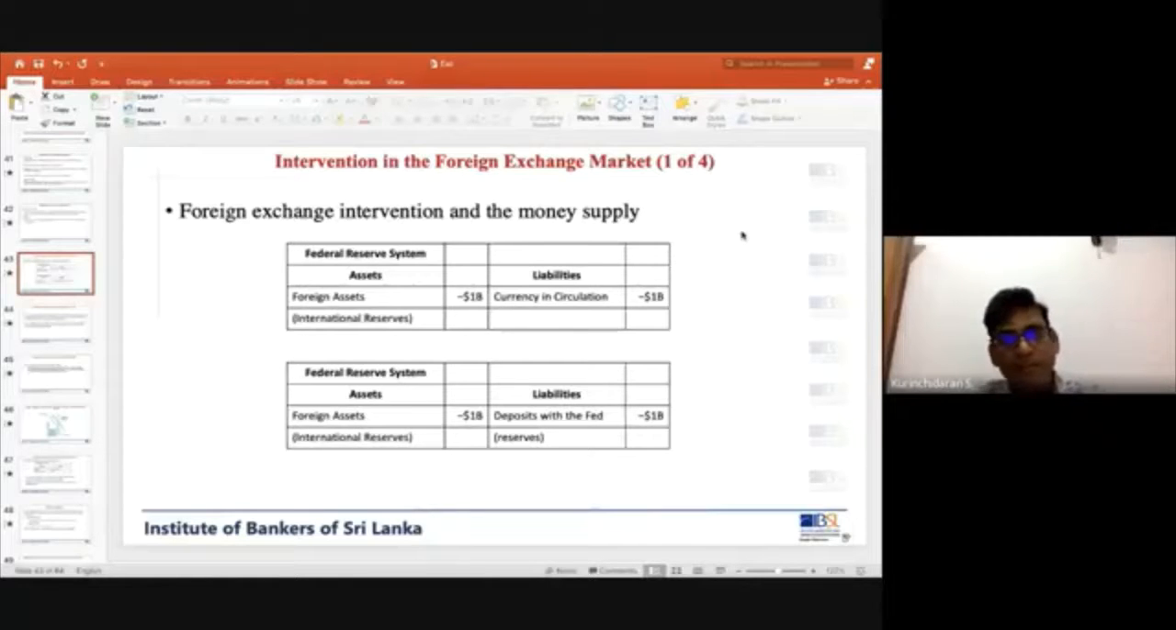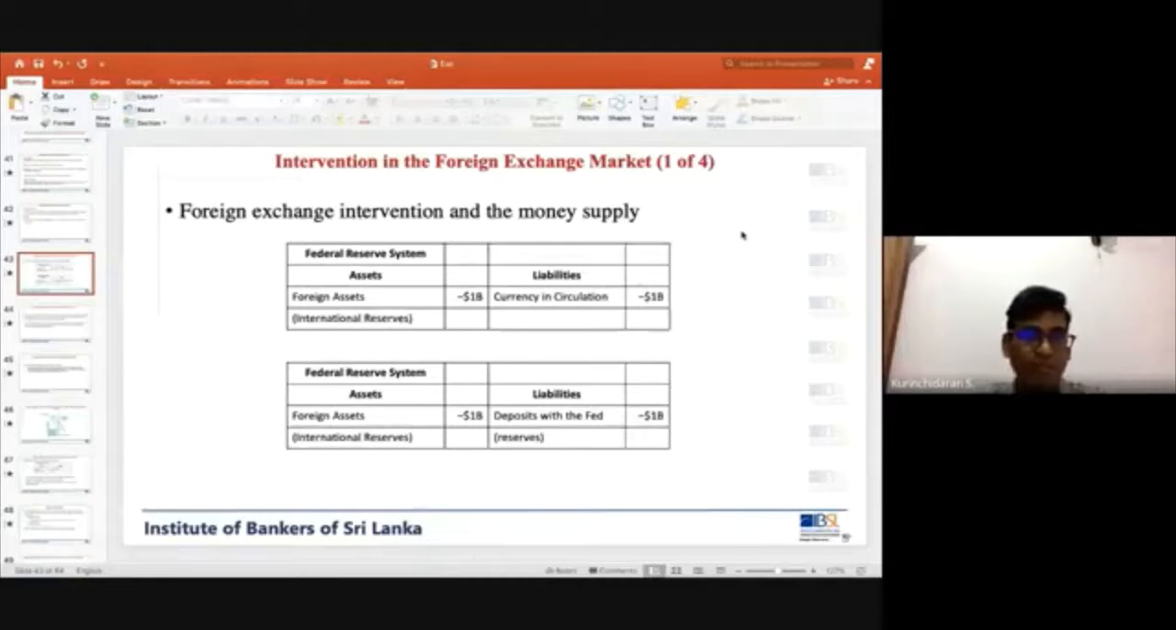We have been looking at how this foreign exchange market works, right? So that is our topic. We will be continuing this for some time, and then we will start monetary policy, right? So today, I'm going to discuss the intervention in the foreign exchange market.